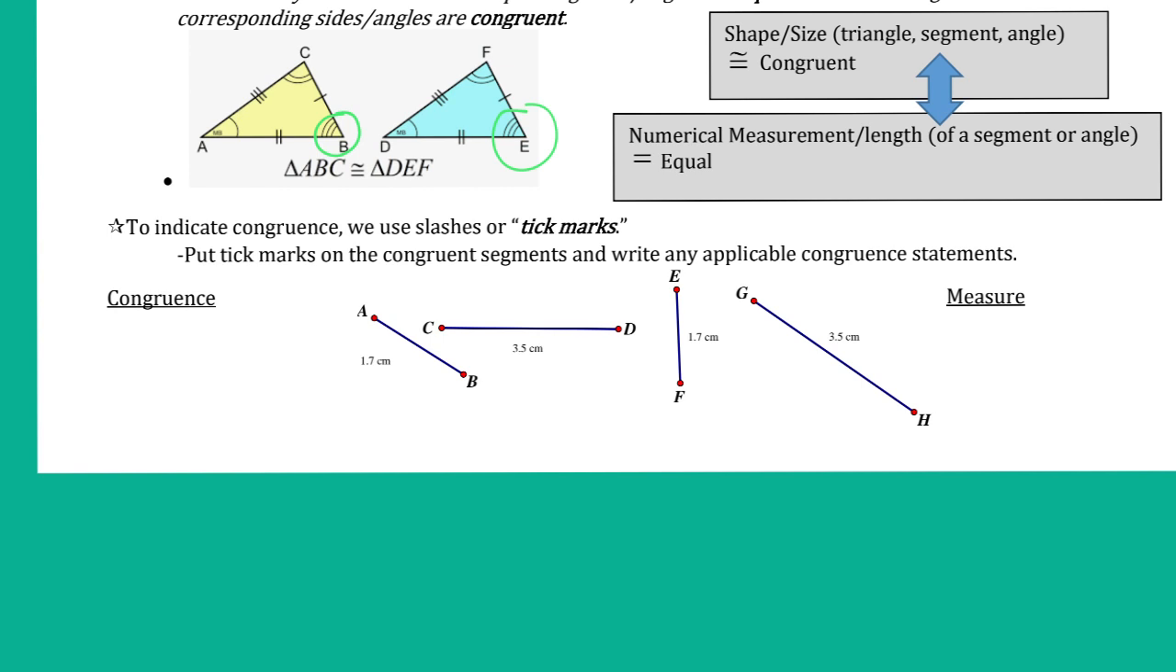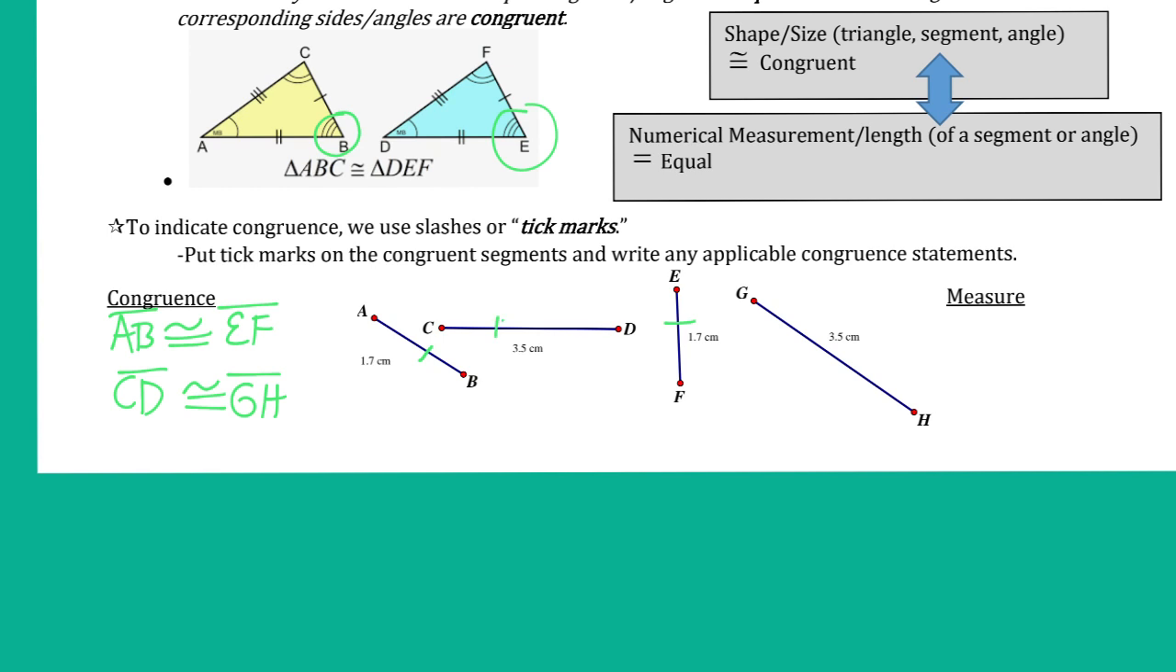So notice AB is 1.7 centimeters, the same shape and the same size as EF. So we could say segment AB, shapes that are the same shape and size, can be congruent. AB is congruent to EF, segment EF. So yes, they're both segments and they are the same size. So those are congruent. And then we could say segment CD is congruent to GH.